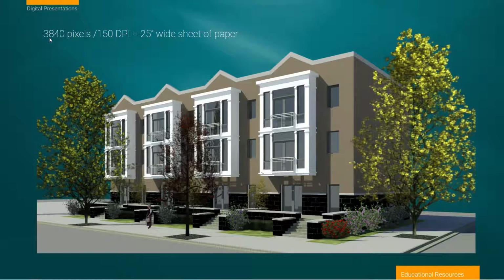But here, I wanted to point out this 3840 pixels, typically a 4K resolution. If you wanted printing sharpness at 150 dots per inch, or it could be PPI, that would be the equivalent of a 25-inch wide sheet of paper. So we have a huge amount of information that we can display on our screens now. And in this case, this is a Revit document.